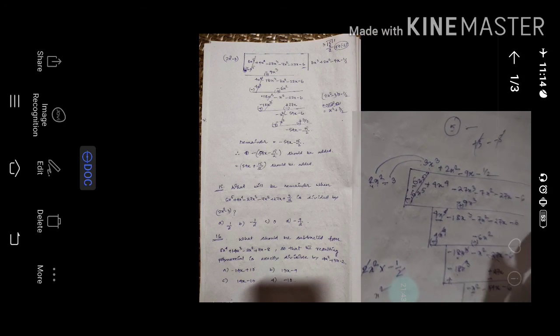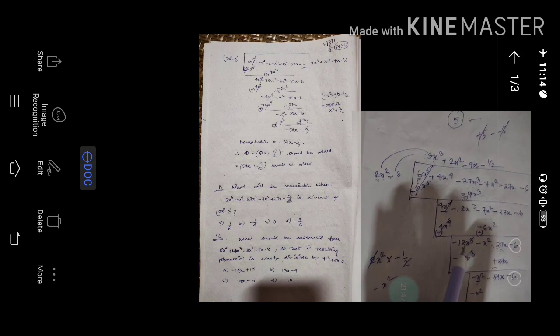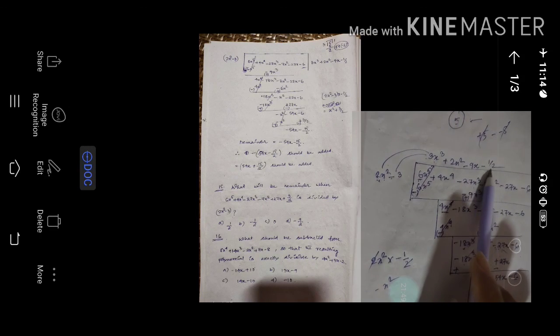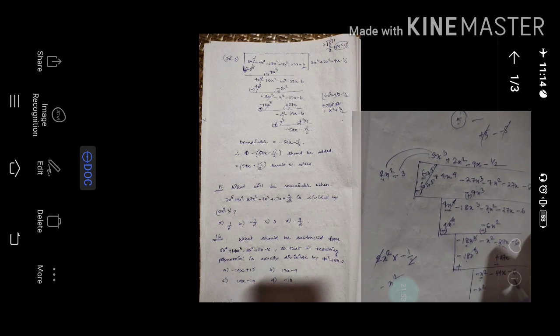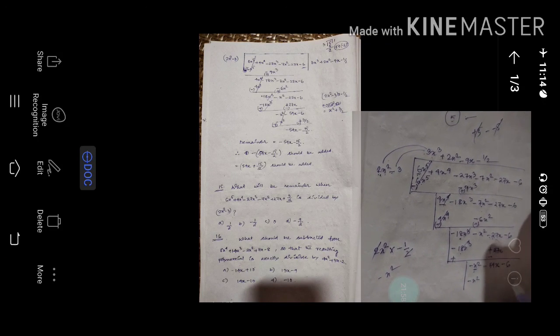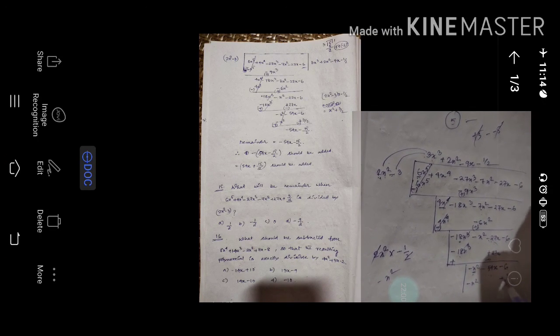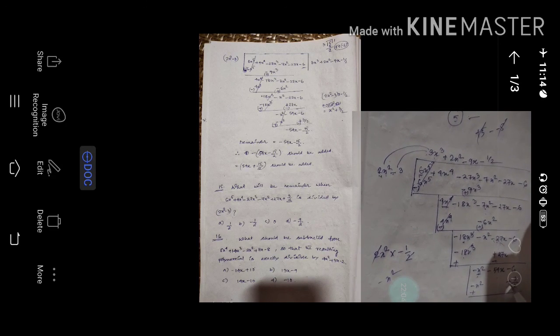Where is it? I told you all the terms should be written below the like terms. So here minus 3 into minus 1 by 2, minus minus, plus 3 by 2. So where will I write, there or there? Minus 3 by 2 is a constant term, so below the constant term I have to write. So that means there it will be plus 3 by 2. Minus is there, it will be plus; here plus is there, it will be minus.